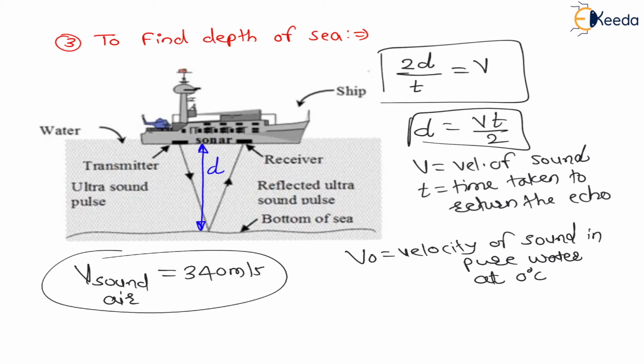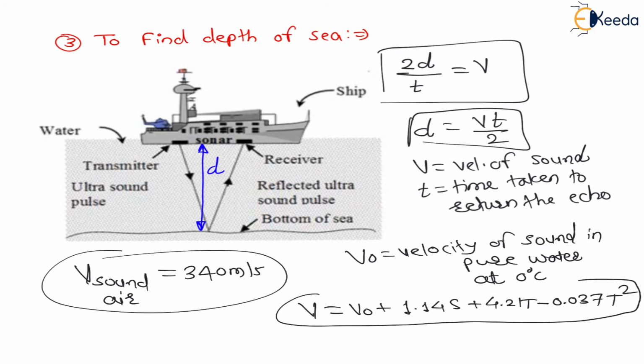Now my dear students, the velocity of sound in sea is calculated as v = v0 + 1.14 s + 4.21 t - 0.037 t². There is no need to remember this relation, because in an examination if they ask a numerical on this, they will provide this relation, where v is the velocity of sound in sea water, v0 is the velocity of sound in pure water at 0 degrees Celsius, s is the salinity of the sea water, because sea water is salty, there is salt contained in it, and t is the temperature of seawater in degrees Celsius.